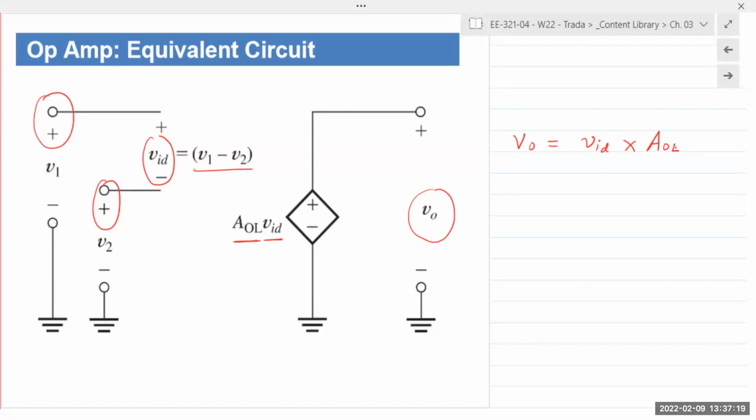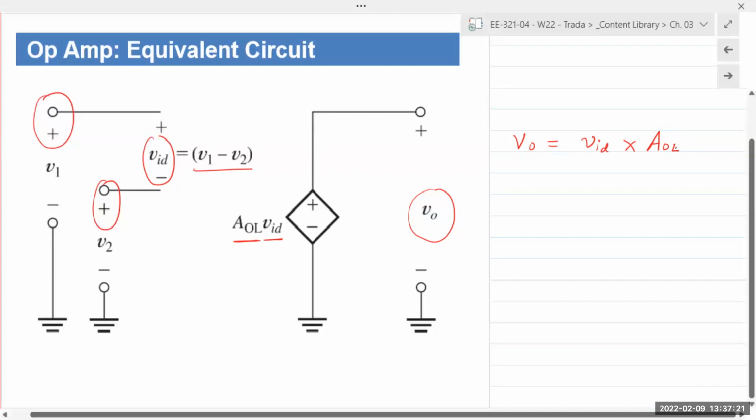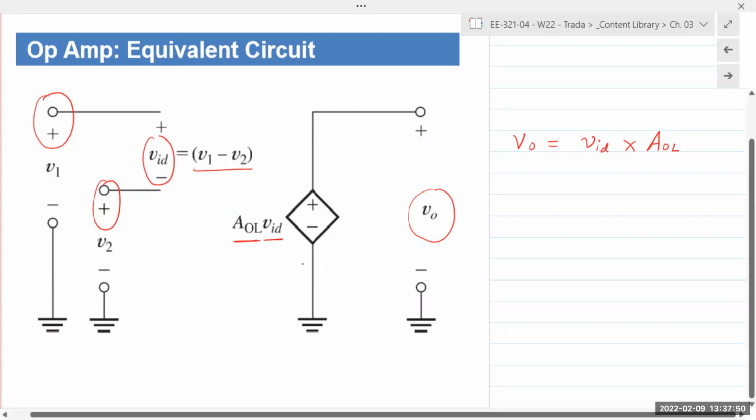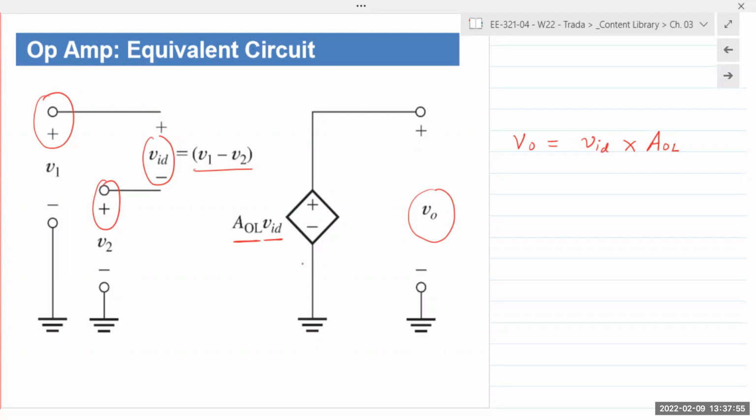Okay, a dependent voltage source. If you remember from 201, we introduced dependent sources, but did not do any analysis. So again, this is just a model. It's a dependent voltage source. It'll give you a constant output voltage, but that voltage is dependent on VID, and the multiplication factor is given by the open loop gain of that op amp. A is gain, and OL stands for open loop, meaning there is no feedback coming from the output back to the input terminals.